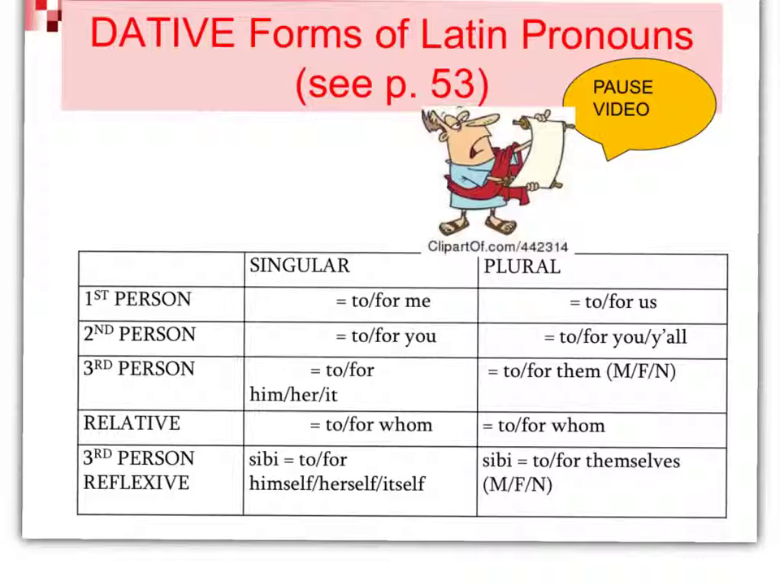The dative forms of pronouns. So how do you say to or for me, to or for you singular, to or for us? Pause the video and fill in these blanks. To or for them.